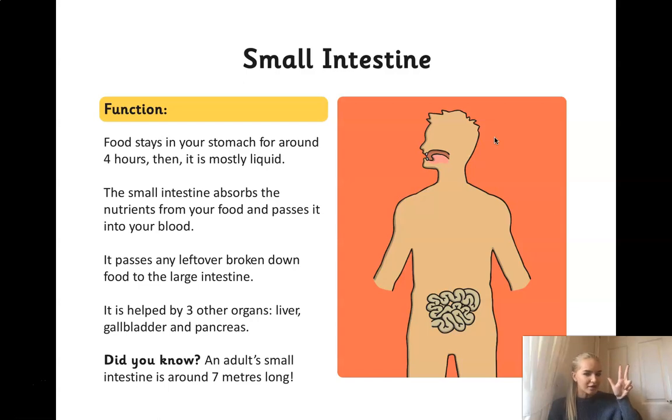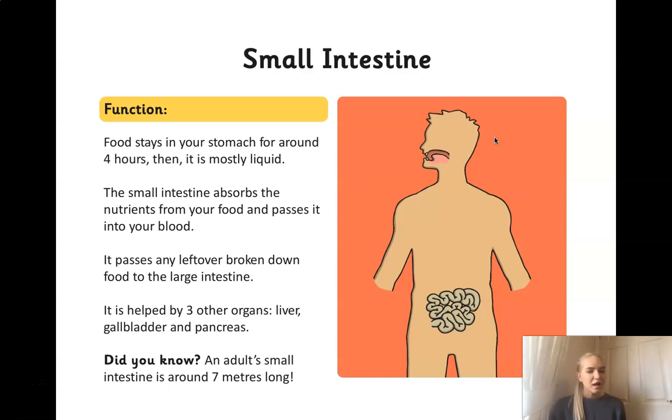Can you remember what any of these organs do from last lesson? Don't worry if you don't, we're going to have a look in a bit more detail today. But did you know small intestines are really, really long? The average size of an adult small intestine is around 7 metres long. So if you think of my metre stick at school, 7 of those is as long as an adult small intestine. My goodness, that is very long indeed. So it goes through the small intestine and any leftover food goes to the large intestine.